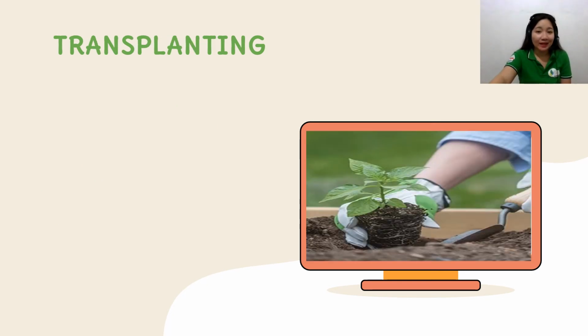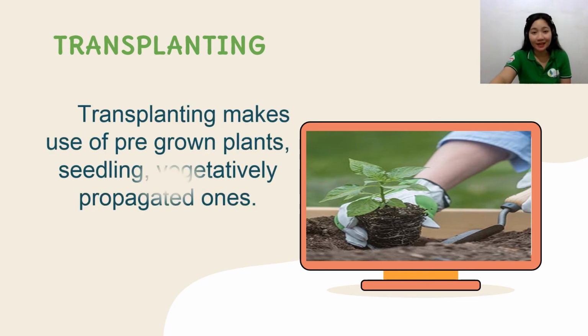Class, transplanting makes use of pre-grown plants, seedlings, and vegetatively propagated ones. The term is also used to refer to the practice of replanting an established plant in one location and moving it elsewhere. So transplanting is most common with the small-seeded vegetables, vegetatively propagated crops, ornamentals, fruit trees, and many perennial crops.